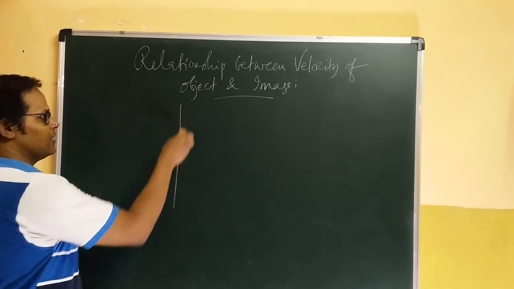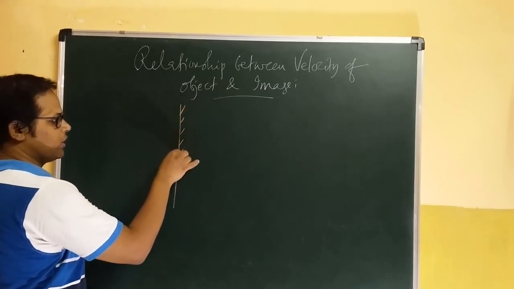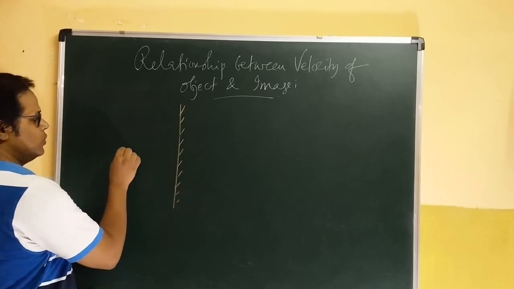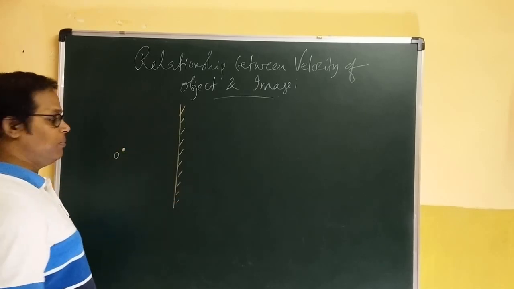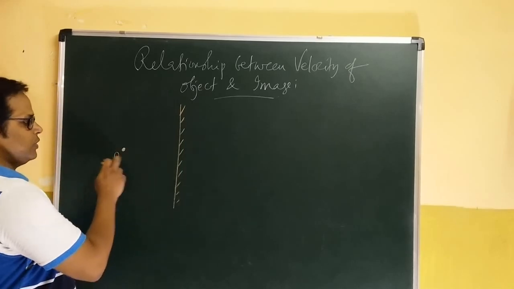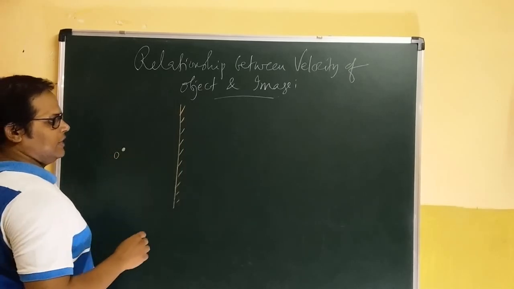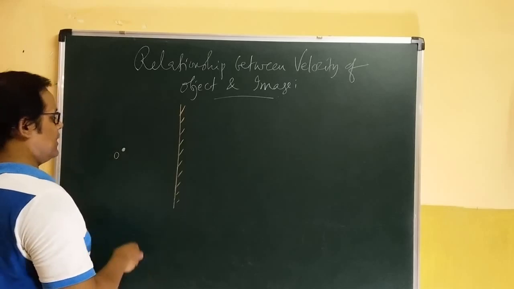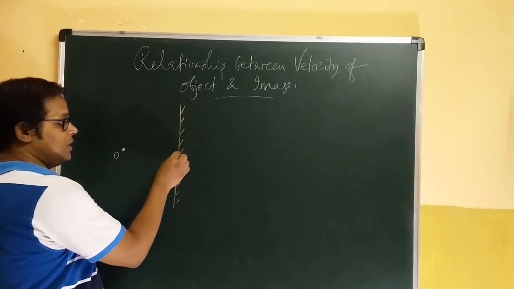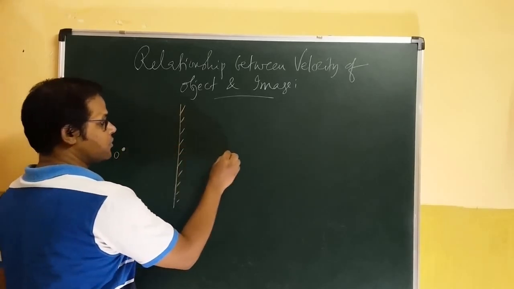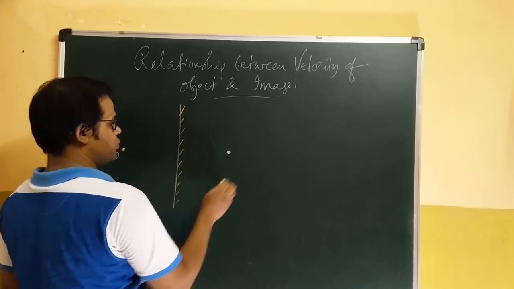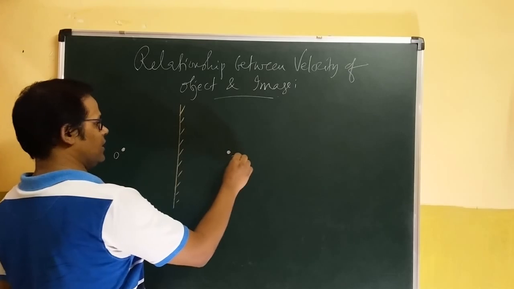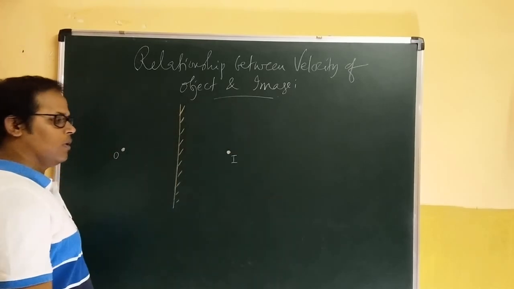If this is the plane mirror we are talking about, and you are here, let us visualize you or me to be a point-sized object. You are at a certain distance. Definitely you know that the distance of you from the mirror and the distance of the mirror from your image will be exactly equal, which we have proved in today's class right at the beginning. Let us say this is I for image.